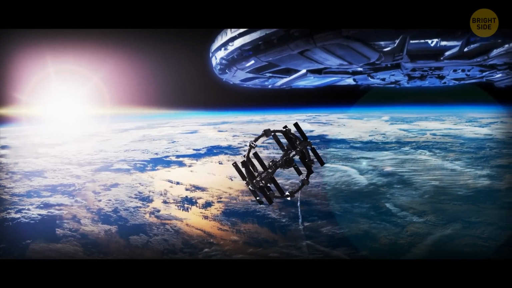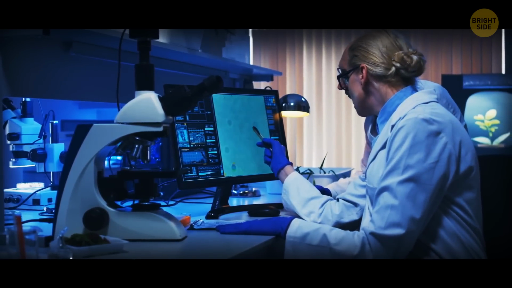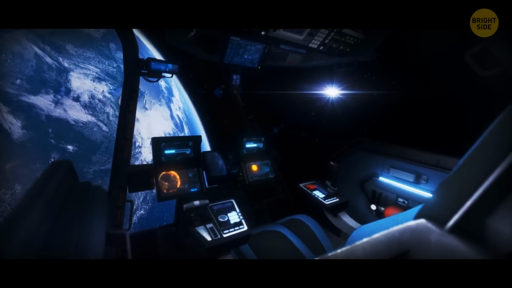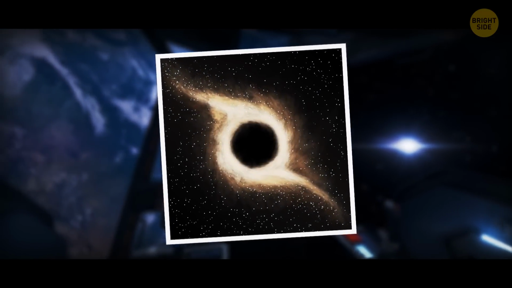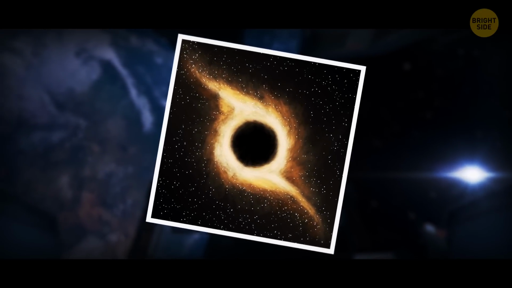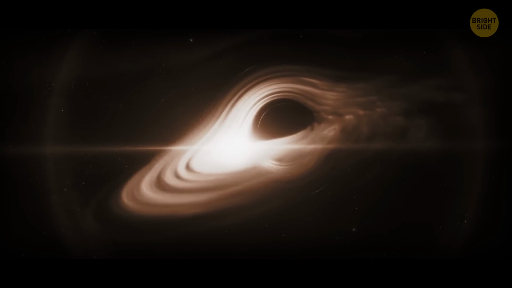But don't worry, space enthusiasts. The future of research in this field is as promising as ever. We've already made incredible discoveries. For example, in 2019, we captured the first ever direct image of a black hole. This is a central black hole of the galaxy Messier 87.